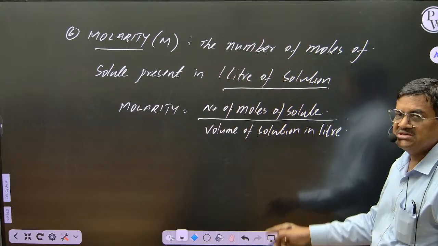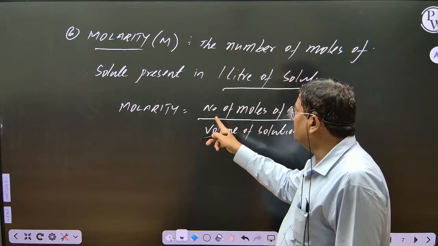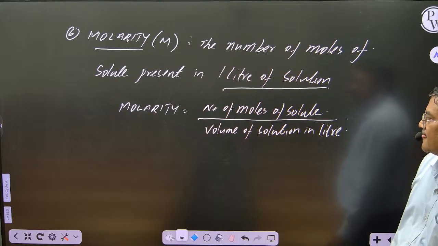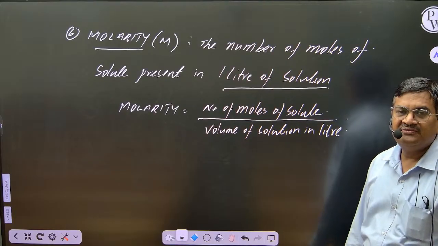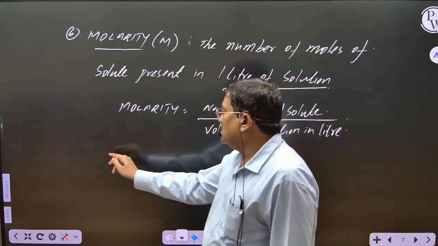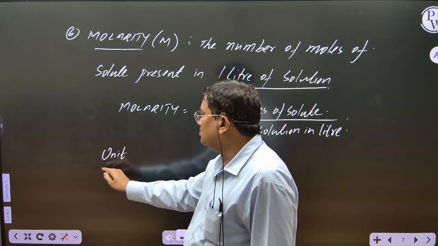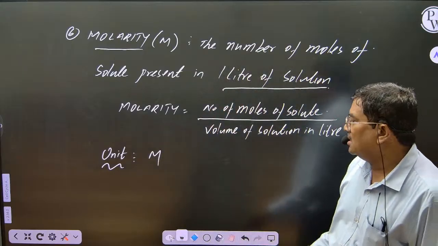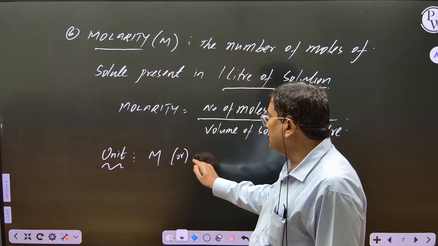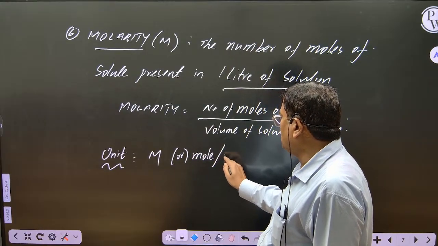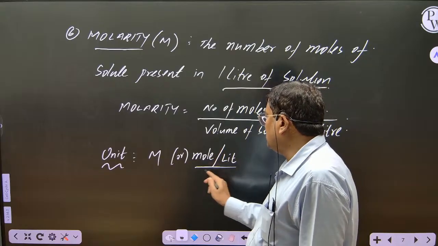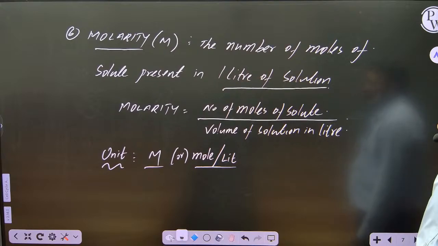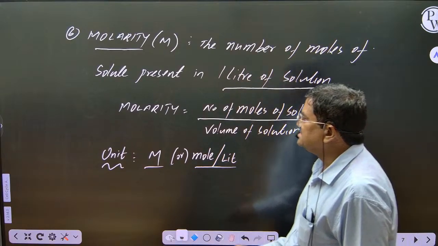This is the relation. See, molarity can be written as number of moles of solute by volume of solution in liter. Now what will be the unit for molarity? So in exam, what unit will molarity have? Unit will be either capital M, which is molar, or we can even write mole per liter. Any of these units we have to mention. Either capital M or mole per liter. Copy it. Place this relation in the box.